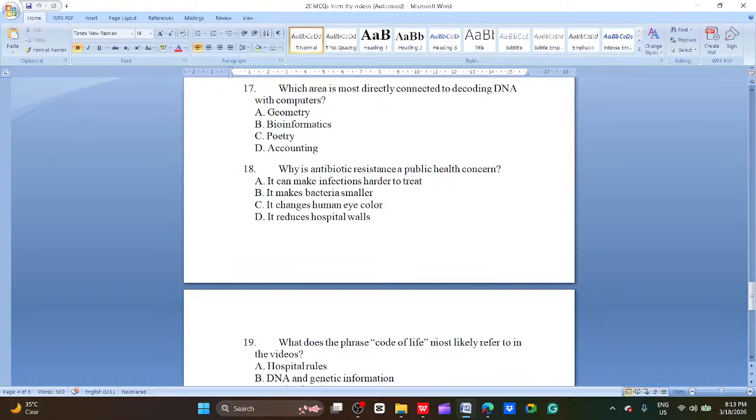Already questions 17 and 18 are displayed. I have only two more questions to display before we move to the next session.